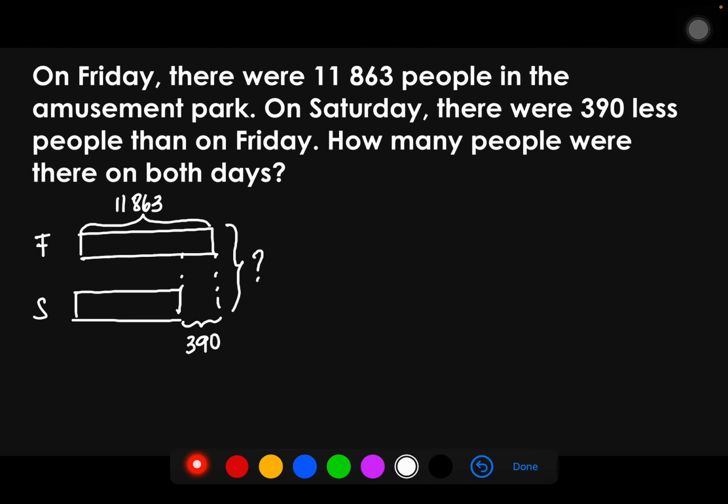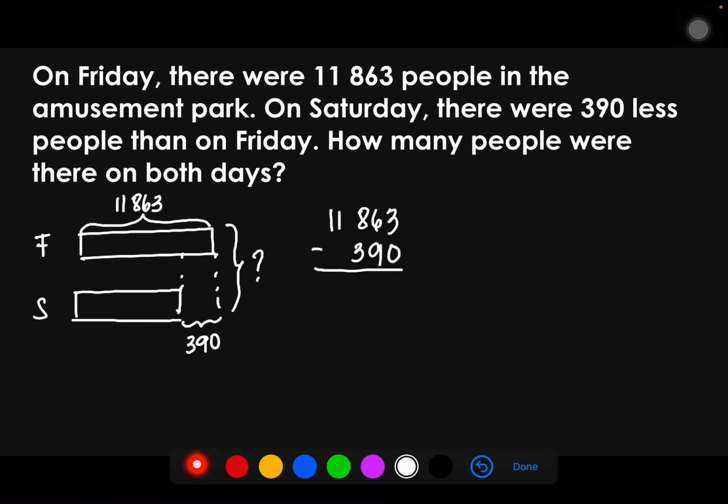And to find that out, we have to subtract 11,863 with 390. Remember that when we are subtracting, we have to make sure that our place values are aligned. So ones with ones, tens with tens, hundreds with hundreds. So in that case, 0 will be aligned with the three ones, 9 with the tens, and then 3 with the hundreds. And then we subtract.